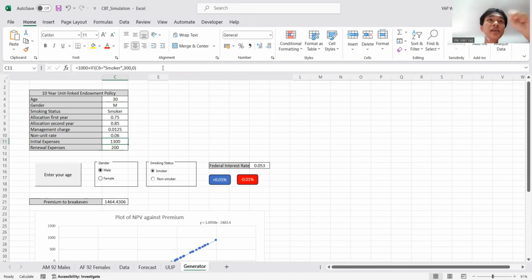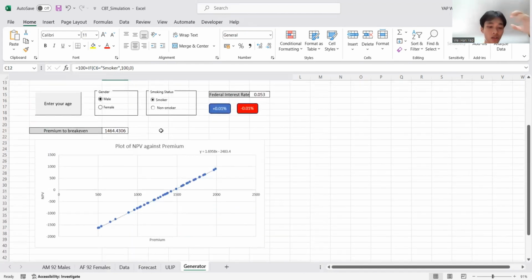As we can see here, smokers are being charged an additional 300 in initial expenses, while for non-smokers, it is not charged. Smokers are also being charged another 100 for their renewal expenses. Without further ado, let's move into a real life role play where you can see how this software is being utilized. Miss J, how can I help you?